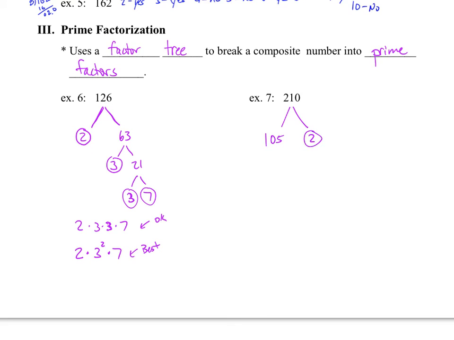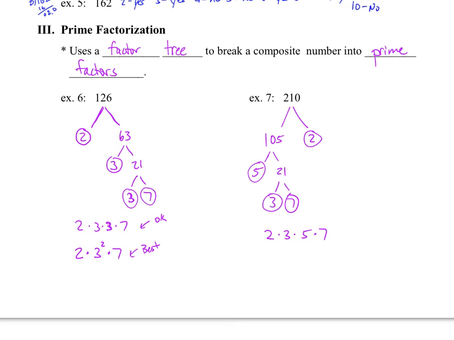All right. So notice it doesn't matter whether I wrote my 105 on the left or right. The 2 is still the prime number. 105 is not prime though. 5 and 21. 2 doesn't work with 105. And 21 is 3 and 7. So this one doesn't have any repeats. So this one's just going to be 2 times 3 times 5 times 7.